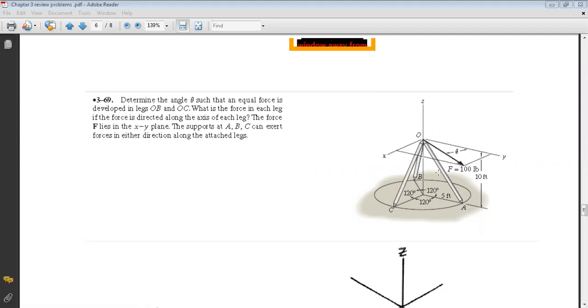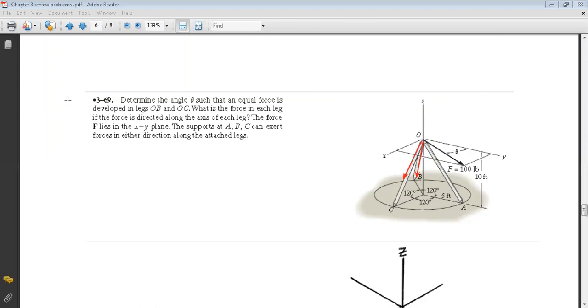Now, they are telling us that the force developed in OB and OC is the same. Okay, so here we have, let's say, a force in OB and OC, and it's the same magnitude. And we need to determine what should be the force in OA in order to have equilibrium in this problem. So the question is, what will be the force in OA?